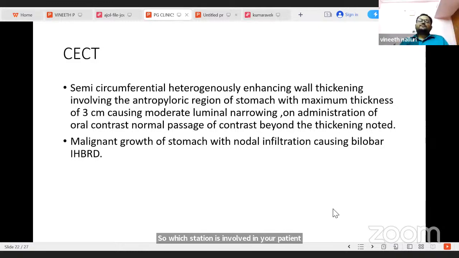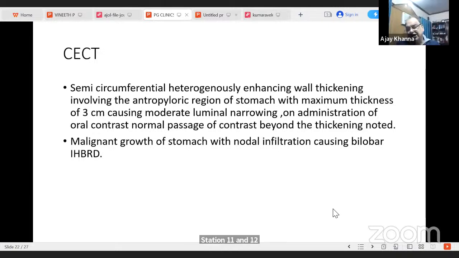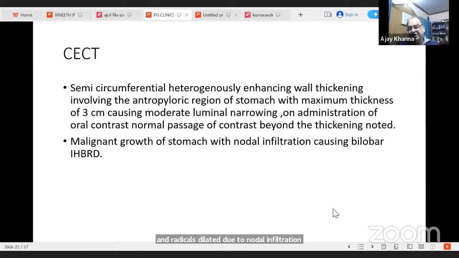So which station is involved in your patient? Sir, liver hilum is station 11 and 12, sir. So can you explain the jaundice in your patient now? Yes, sir. It is due to the nodal infiltration, which is making the biliary radicals dilated, sir. Okay. Any other investigation you have done in your patient?